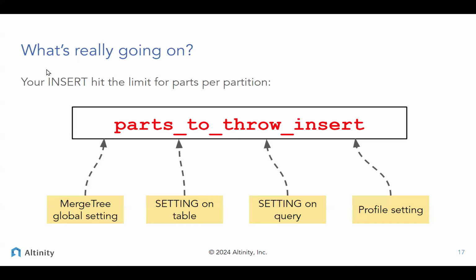It can be set globally. You can set it on the table as part of a settings clause that's at the end of your table definition. You can set it on queries. You can also put it in user profiles. So what this does is give ClickHouse the ability to limit the number of parts per partition, because what we don't want to do is overwhelm that merge process and have it just get completely bogged down with merging parts. That's another way that you can bog down a ClickHouse server. So when we see this error, what we're really hitting is this limit, and then the question is, what can we do to fix this problem?